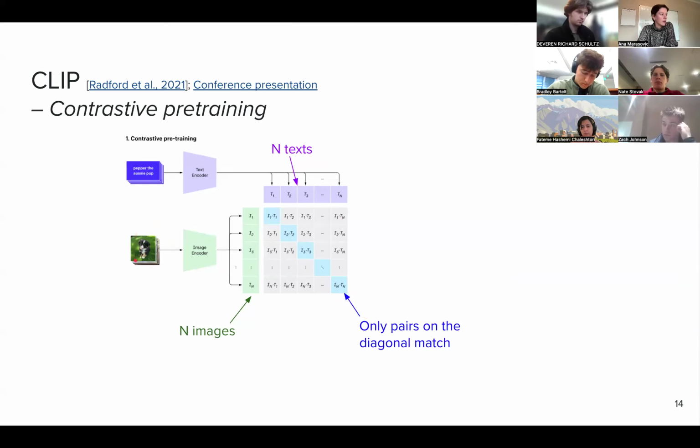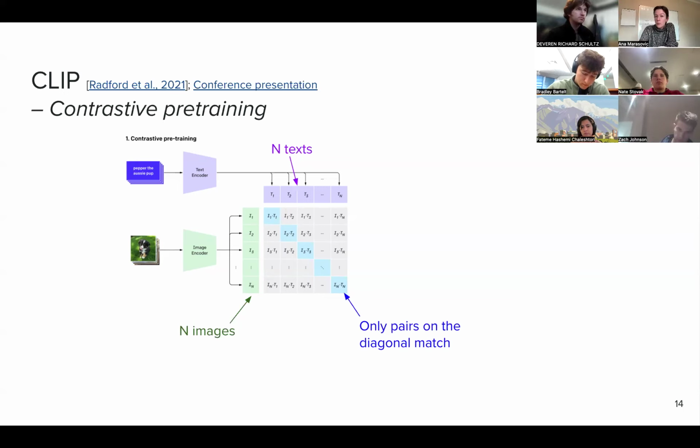So here we have a set of images, capital N number of images, and we also have a capital N number of descriptions. And CLIP is going to pair each one of the N texts with each one of the N images. So you have N square pairs.